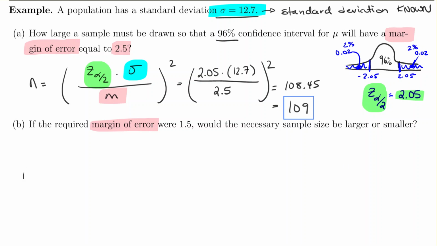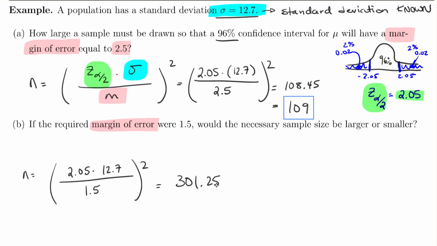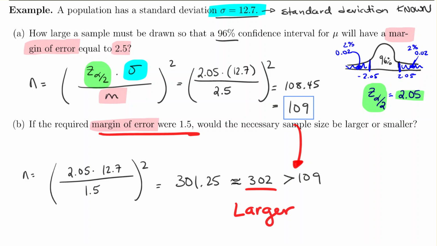So I've got the formula. The new sample size would be the same critical value because it's still 96%, so 2.05. Same standard deviation, 12.7, but now my margin of error is 1.5. Type that into the calculator, we get 301.25, which of course, even though it's 0.25, sample size says round up no matter what. So that rounds to our 302. Now 302 is larger than the original 109. So we would say if you change the margin of error to be this, you end up with a larger sample size.